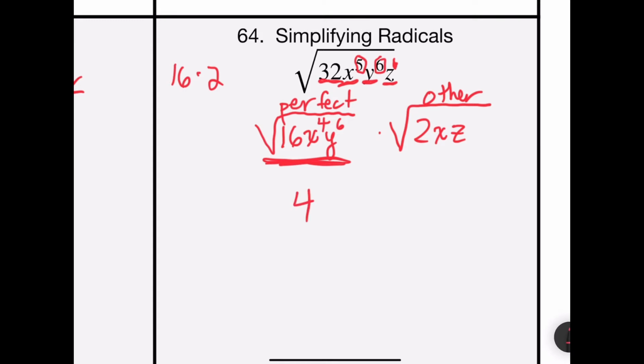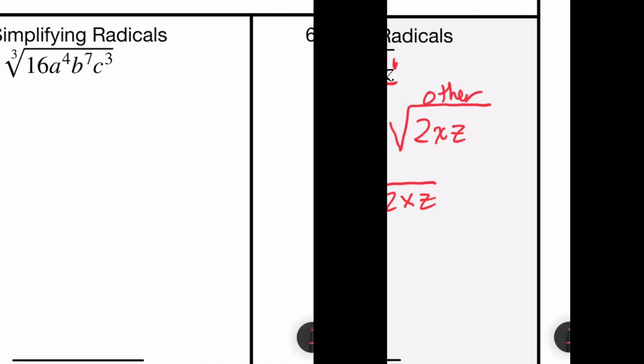The square root of x to the 4th, I take 4 and divide it by 2 or cut it in half, which would be x squared. And y to the 6th, again 6 divided by 2 or cut 6 in half, and I would get y to the 3rd. My other radical, all I can do is express it as 2xz. And so my answer would be 4x squared y to the 3rd times the square root of 2xz.